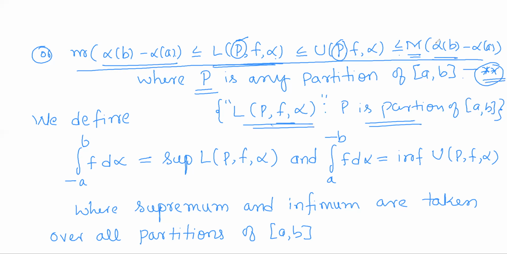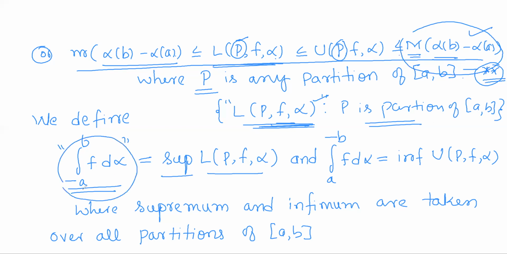So what it means is that capital M times alpha of b minus alpha of a becomes an upper bound for this set. It is a set of real numbers which is bounded above, so its supremum obviously exists. The supremum of L(P, f, alpha) exists, and we define it to be the lower Riemann-Stieltjes integral of f, denoted by the lower integral from a to b of f d alpha. This integral denotes the lower Riemann-Stieltjes integral of f.